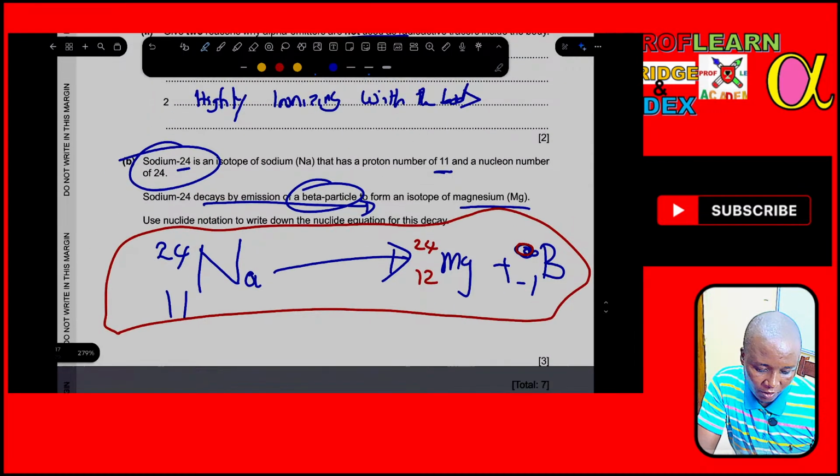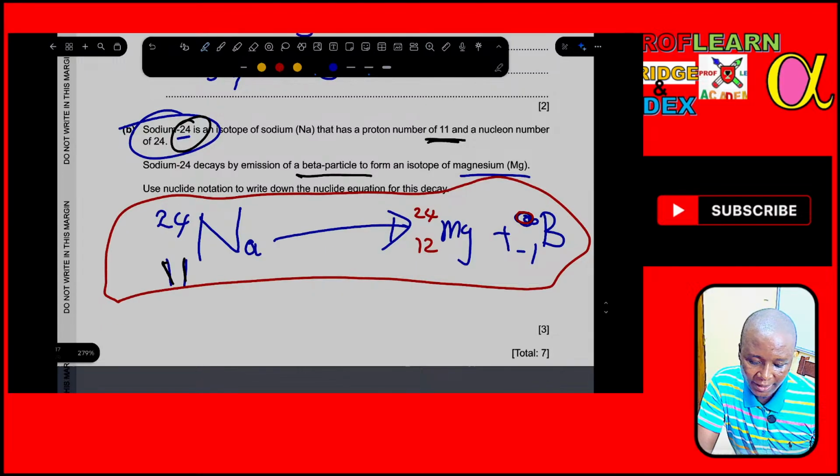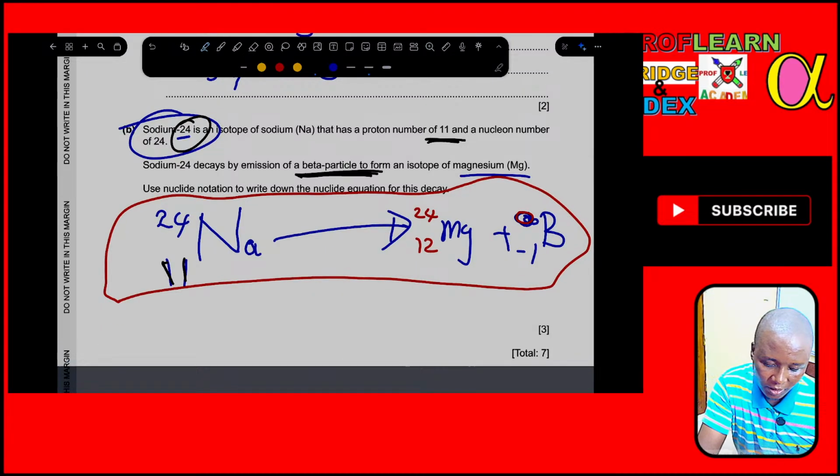Use nuclear notation to write down the equation. We remember we were having sodium-24 having 11 protons. So 24 is the mass number and 11 is the atomic number. We are told here it decays giving alpha particles to form magnesium. But remember, beta, not alpha, sorry. It emits beta particles. So beta is 0, -1. So you can see now we can balance the equation.